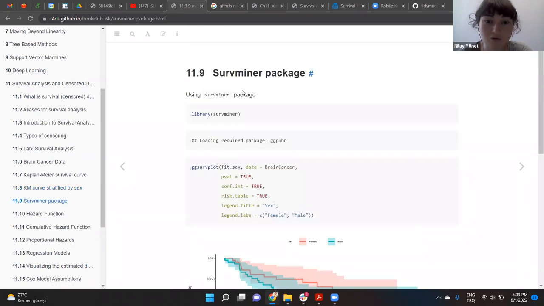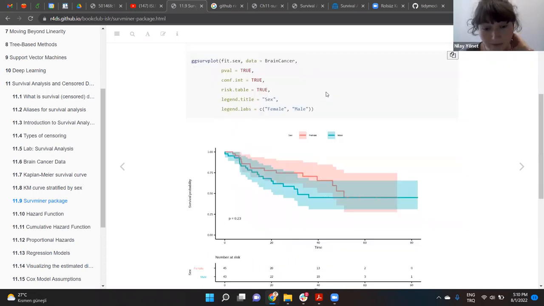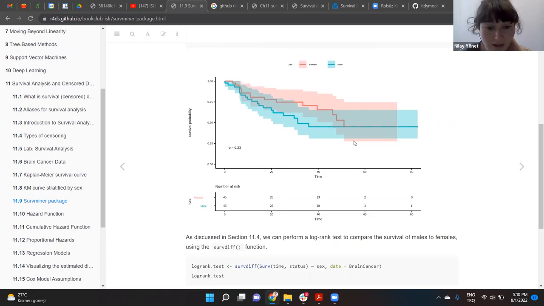here we have also a sort of minor package for R. This is a package for survival. There is also another package, as I remember, but right now I'm not sure. Maybe survival is directly the name of the package. Here we see nearly the same plot, but along with the error bars. Again, the pinkish one is female and the bluish one is male. And below we can see the number at risk. At the beginning, there were 88 patients, 45 of them female and 43 male.